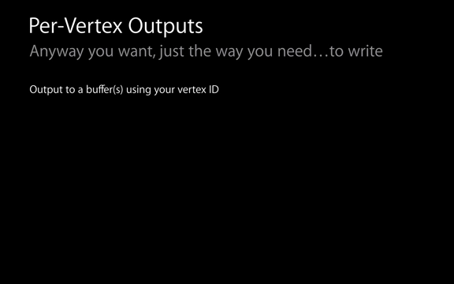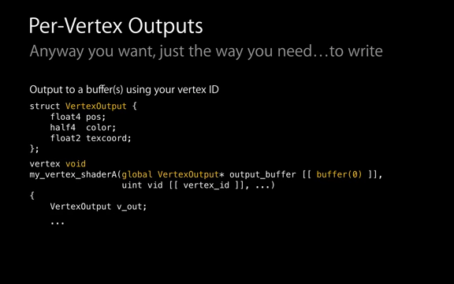So remember the vertex ID, you can use that to input. Well, guess what? You can use that to output too. So here is the structure I want to write out. I'm going to declare that as a struct, create a buffer, pass that as an argument to my shader, and output to it using the vertex ID. In fact, I can pass up to 31 buffers if one is not enough.